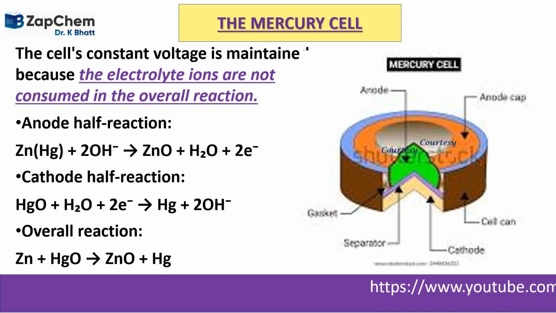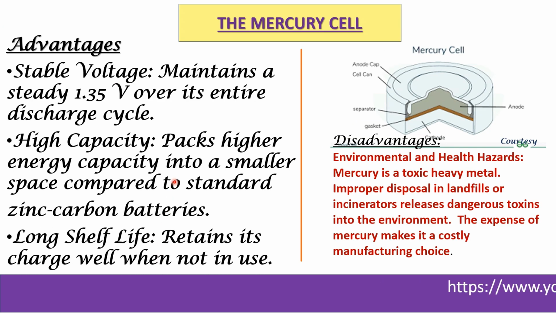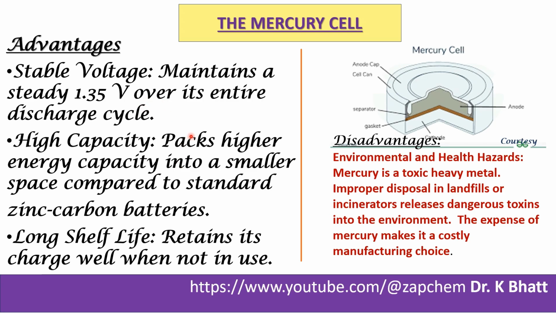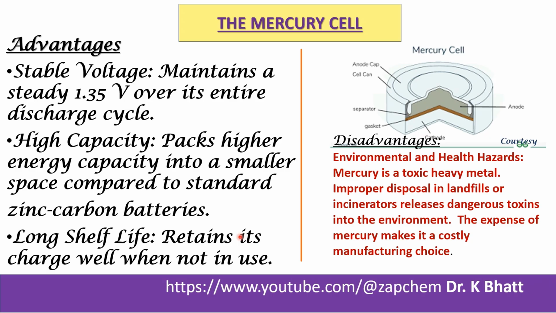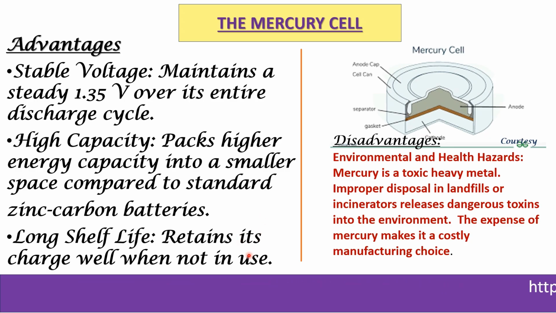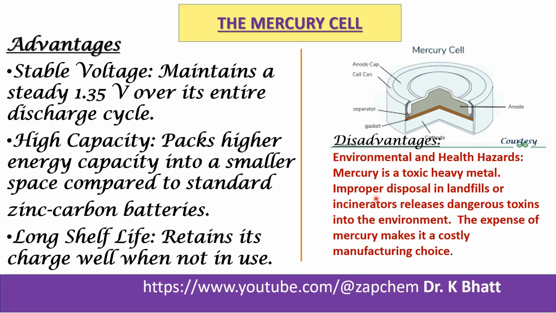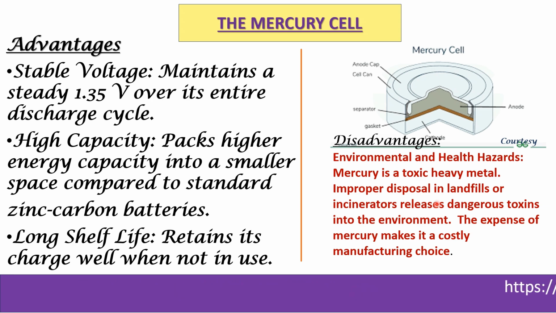That's there. But this mercury is hazardous. We don't prefer to use it now. It provides a stable voltage of 1.35 volts throughout its lifespan, has a high capacity, provides more energy as compared to zinc carbon batteries, and retains its charge throughout and can be used for a longer span. But as I have told you, there are disadvantages. We don't use it. It has become improper to dispose of.